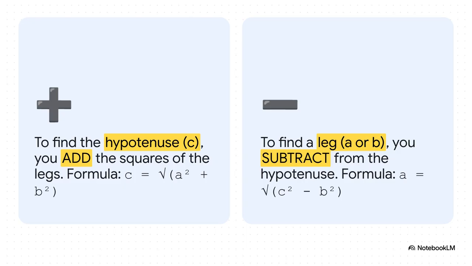Now, what's really cool about this formula is how flexible it is. To find the big side, C, you add the squares. But what if you already know the hypotenuse and you're missing one of the shorter legs? Well, it's easy. You just flip the operation. You subtract the square of the leg you know from the square of the hypotenuse. So let's try an example with subtraction. Let's say we've got a hypotenuse of 10 and one leg that's 6. Okay, so we do 10 squared minus 6 squared. That's 100 minus 36, which gives us 64, and the square root of 64 is 8. The missing leg has to be 8 meters long.